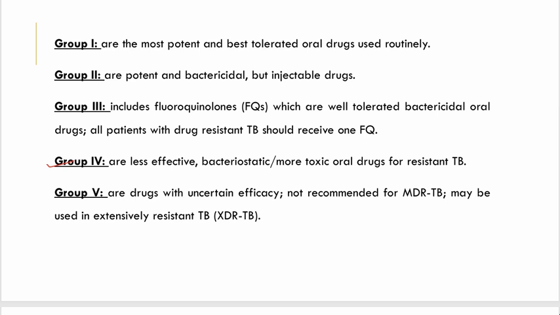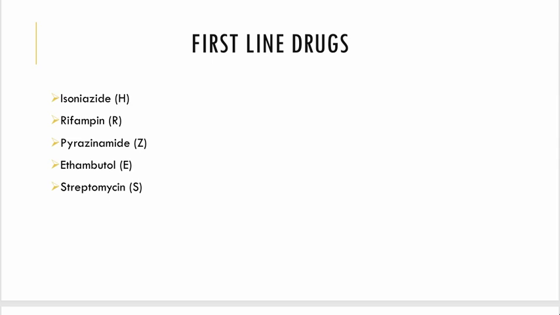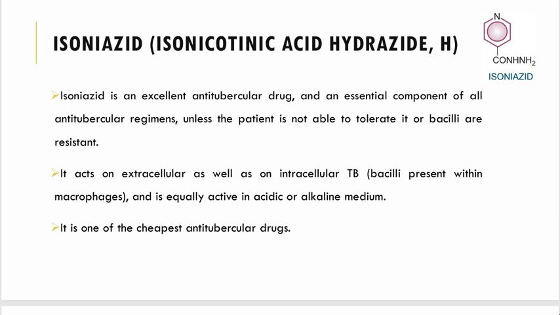So generally the second line drugs are prescribed when there is any kind of resistance created in the body due to the anti-TB drugs. Next, we have the first line drugs which we discussed. We will see the mechanism of each. So let's move with the first drug, that is isoniazid.